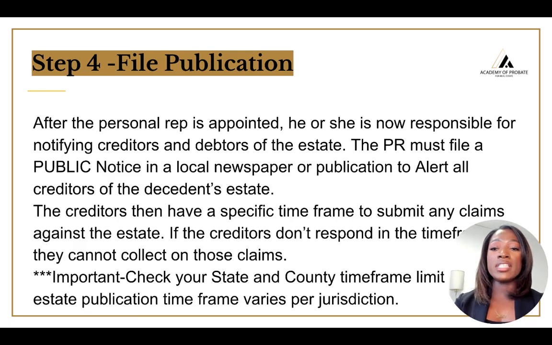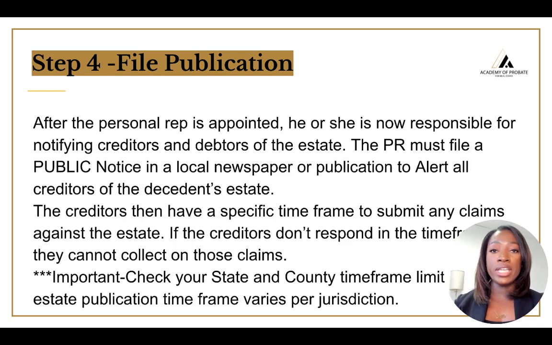All right. It is important to check your state's and county's time frame limit. The estate publication time frame varies per jurisdiction. In the DC area, our time frame is typically 6 months, right? In DC, it's 6 months. A publication is filed. All of the creditors are now on notice. So within that 6-month time frame, if a creditor does not come forth, they cannot collect on those claims.